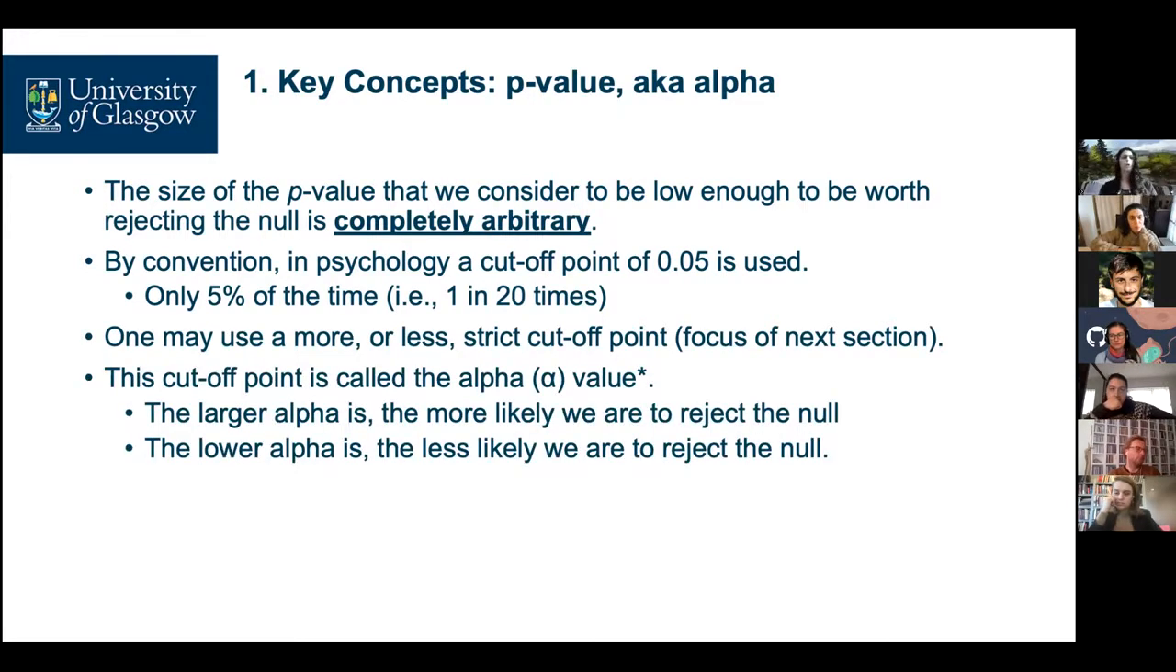One can use more or less strict cutoff points, and that's going to be the focus of what James is going to talk about. And this cutoff point is called the alpha value. So the larger alpha is, the more likely we are to reject the null, and the lower alpha is, the less likely we are to reject the null.